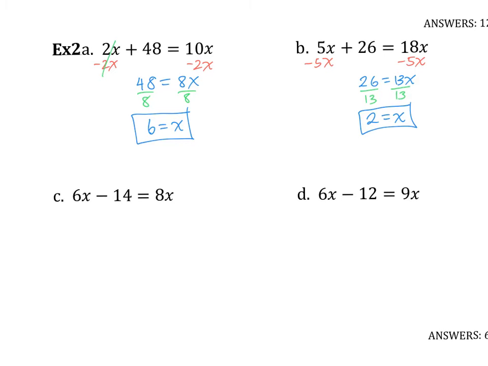Okay, for C, again, I'm looking to see there's x's on the left and there's x's on the right. Since the right side just has an 8x, I'll leave the 8x alone. Since this has 6x minus 14, I'm going to cancel the 6x. That's a positive 6x, so I'm going to subtract 6x. Those cancel. When I bring down that 14, that's a minus 14. The minus 14 needs to keep its negative sign. 8 minus 6 is 2x.